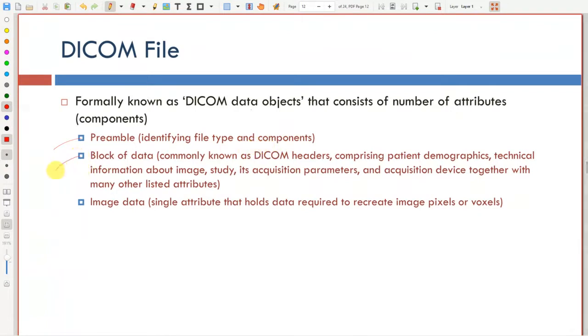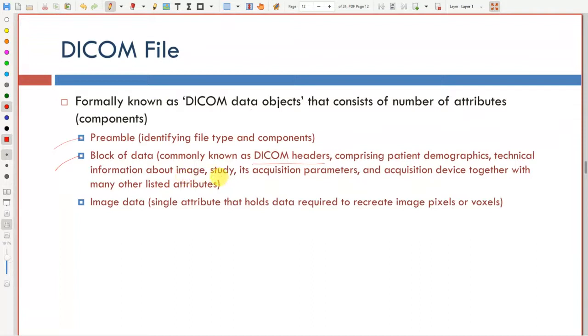And usually you have a block of data, which is commonly known as the DICOM headers. The basic DICOM headers have a lot of information about, as you see here, the patient demographics; all the patient information is there. The technical information about the image means the imaging modality that was used, the specific scanner that was used, the model of that scanner, the software version of that scanner, and if you're using, for example, MRI, the particular sequence that was used to acquire that image and the parameters of that sequence, everything that would give you the complete information about how this examination was done.